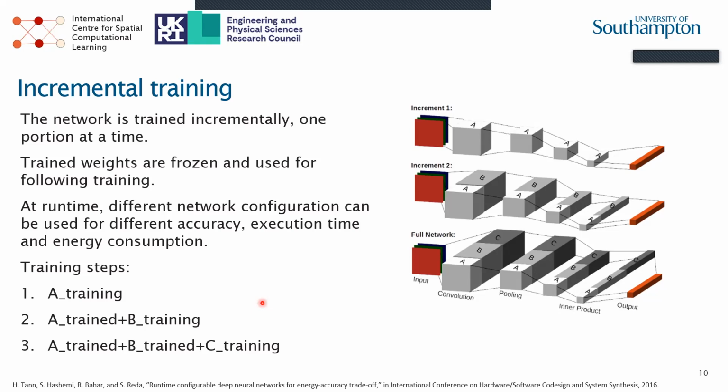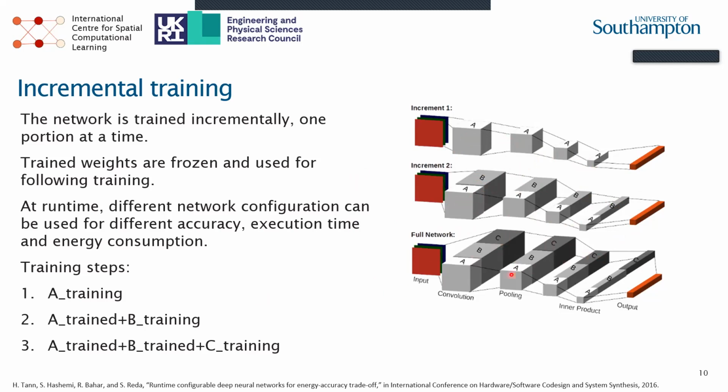As you can see in this work, the network is trained incrementally, right? So step one is only train part A of the network and just ignore B and C. And in the next step, when we train part B, because A is already trained, we freeze the weights in A. So B kind of grows the knowledge upon A.